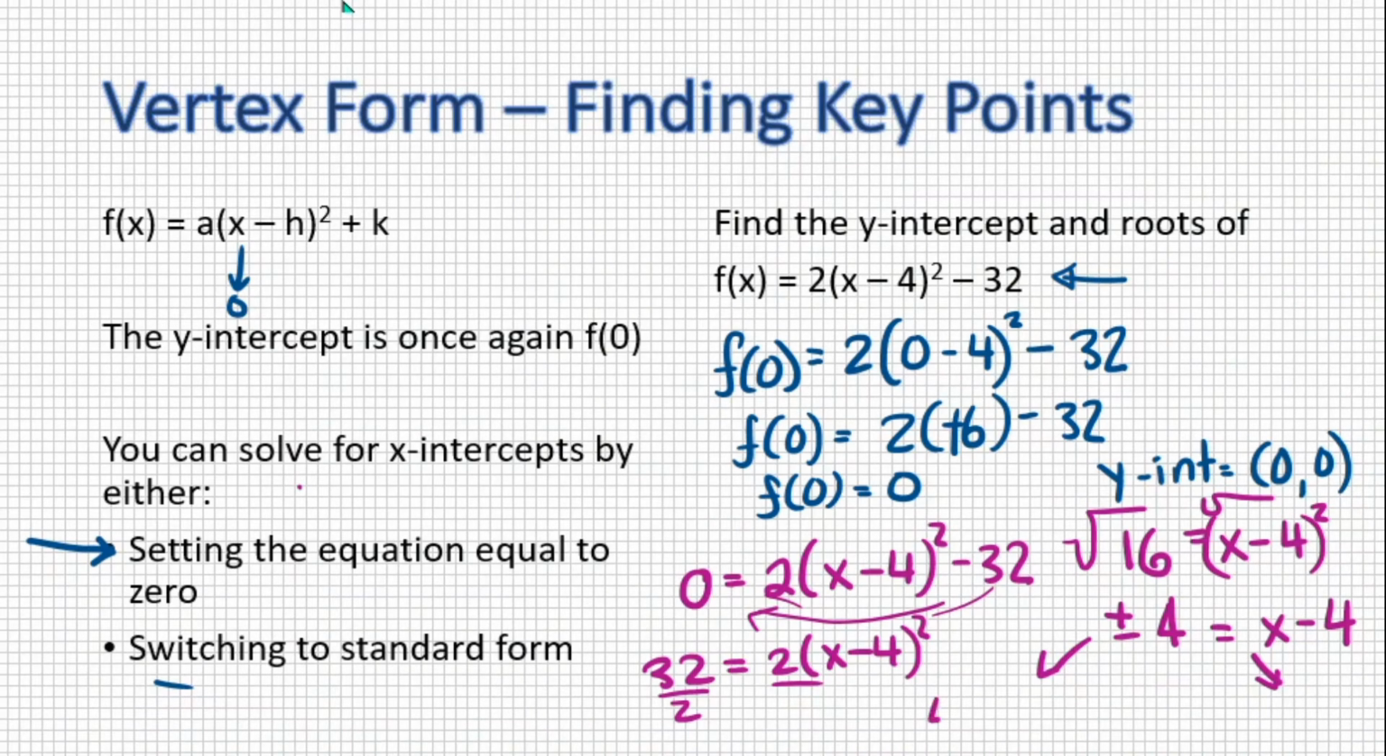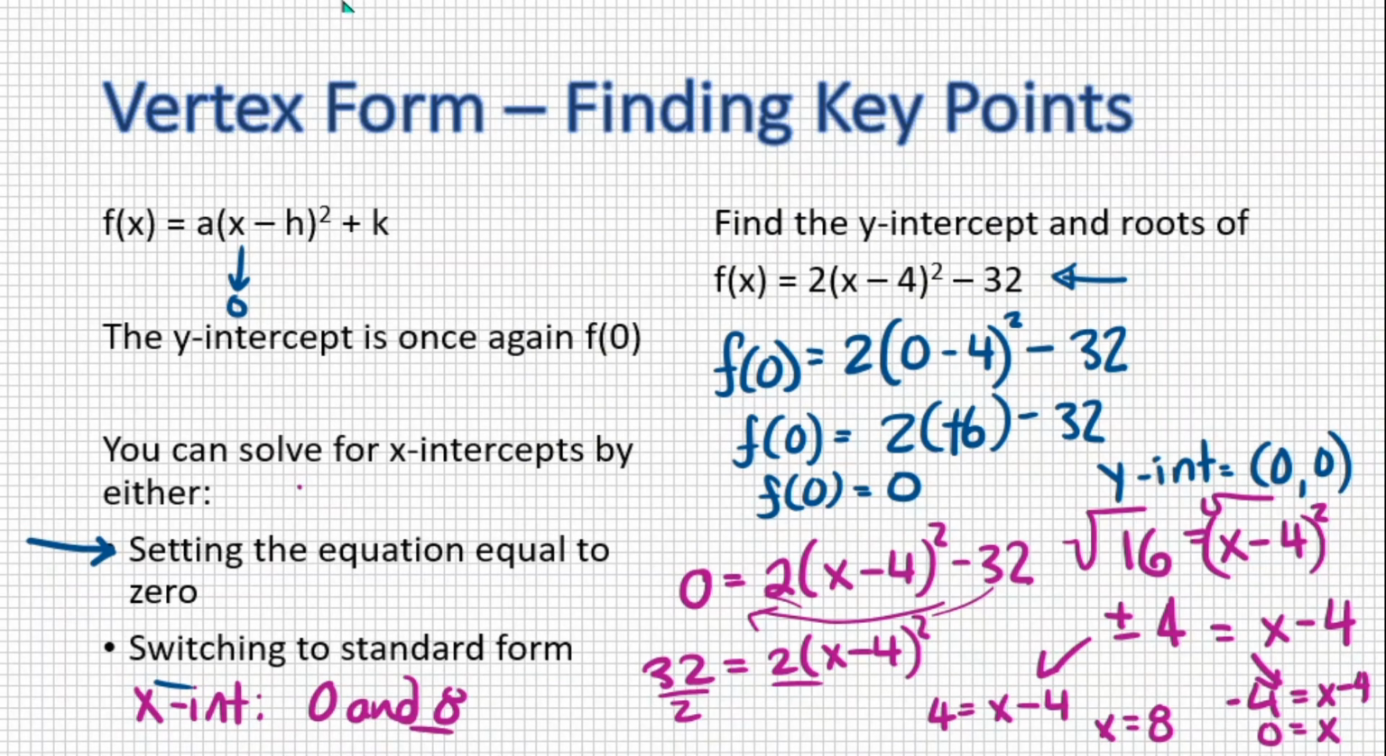All right, so that means we have 4 equals x minus 4 as one equation, and if I rearrange that, I will get x equals 8. And I also get -4 equals x minus 4, and that means 0 equals x. So our two x-intercepts are 0 and 8.